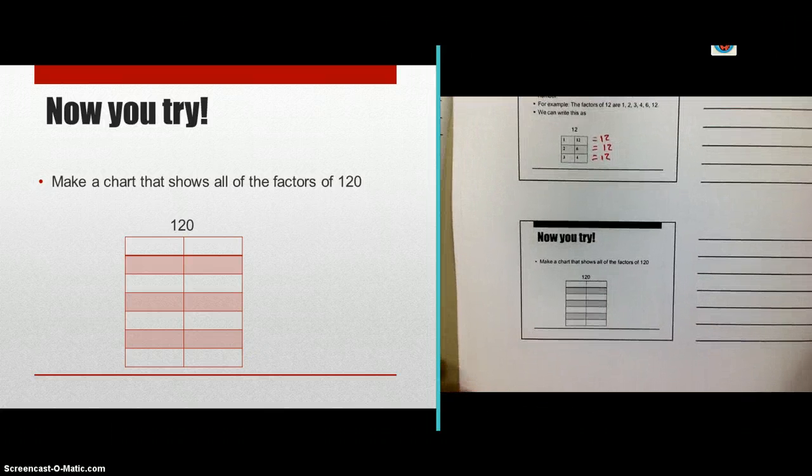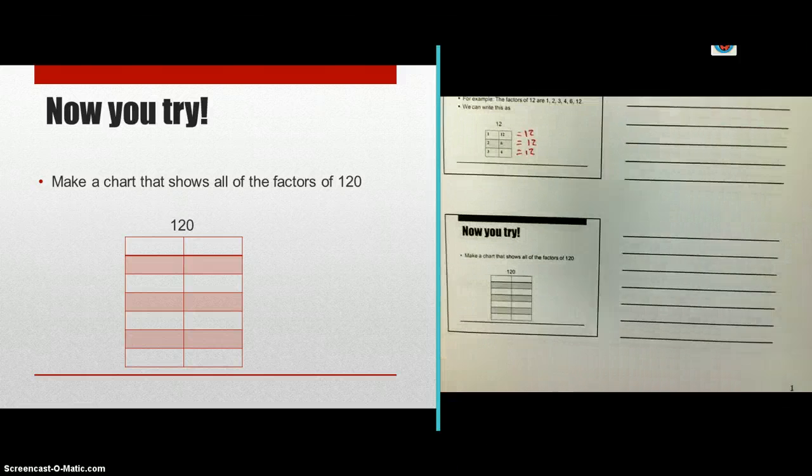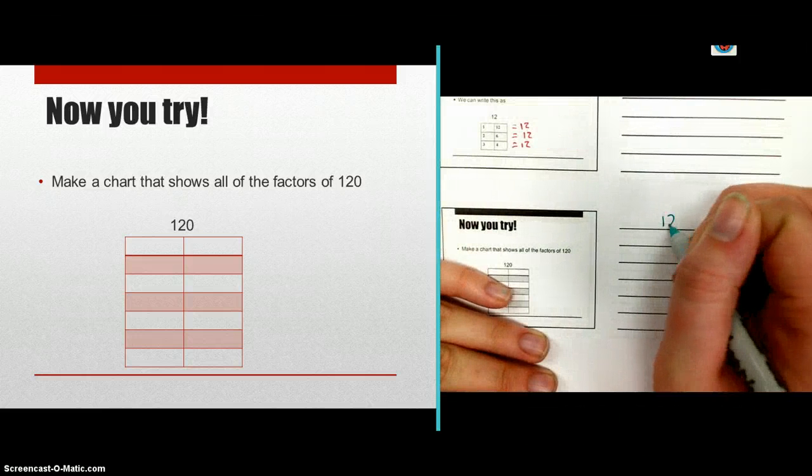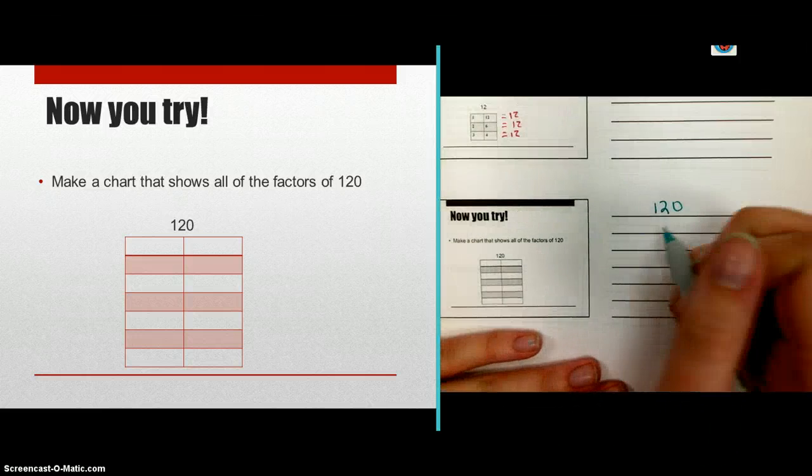So now you try. Make a chart that shows all of the factors of 120. Your factors of 120, I'll make the chart over here so you can see it a little better.